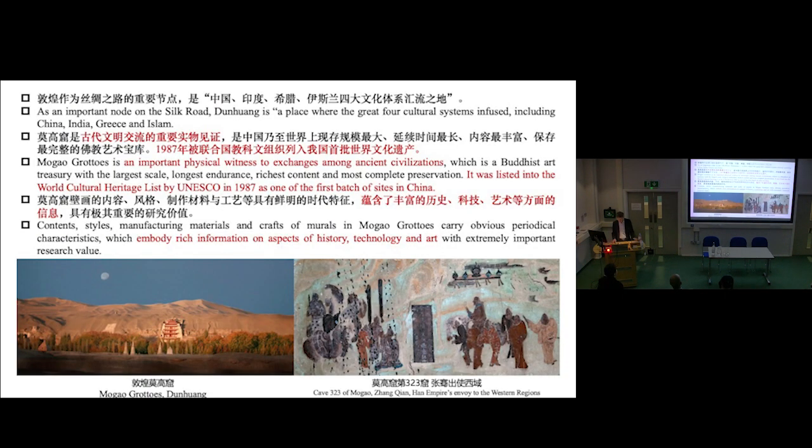Firstly, I give a very brief introduction about Dunhuang. As an important node on the Silk Road, Dunhuang is a place where four great cultural systems meet, including China, India, Greece, and Islam. Mogao Grottoes is also an important physical witness to exchange among the ancient civilizations, a Buddhist art treasure with the largest scale, longest endurance, richest content, and the most complicated preservation. It was listed as a World Cultural Heritage site by UNESCO in 1987, one of the first batch of sites in China.